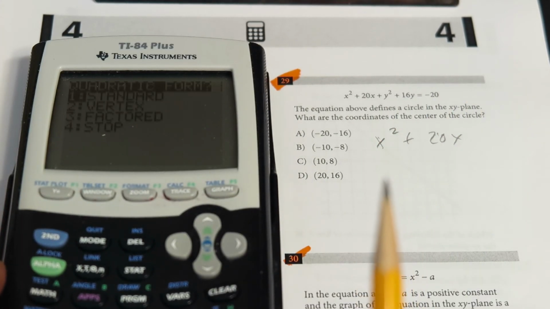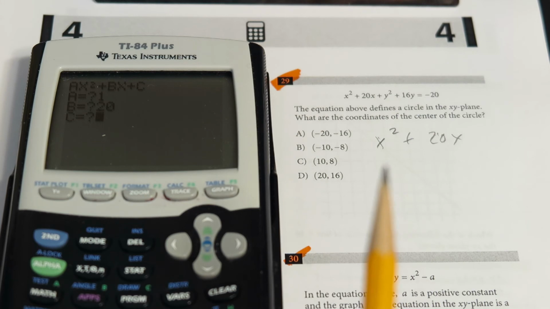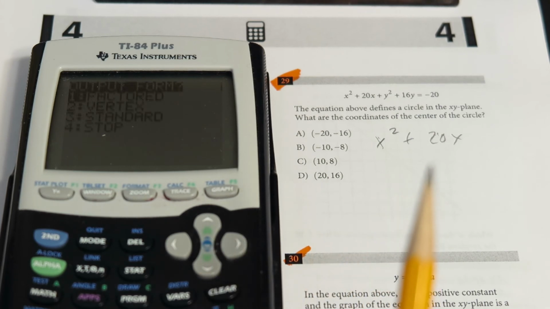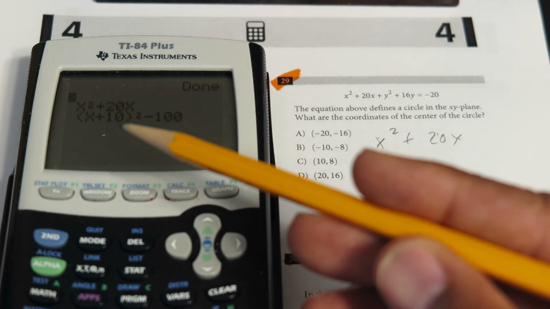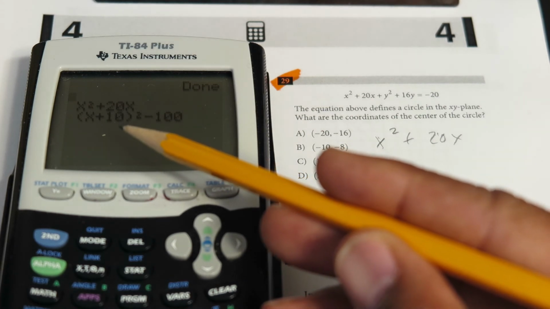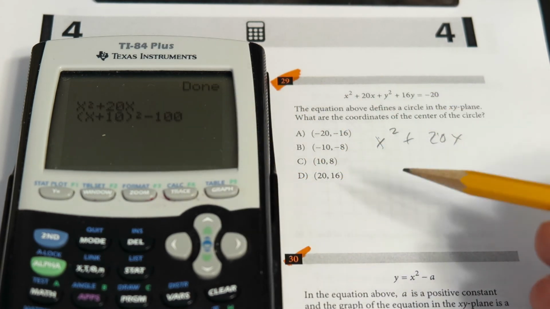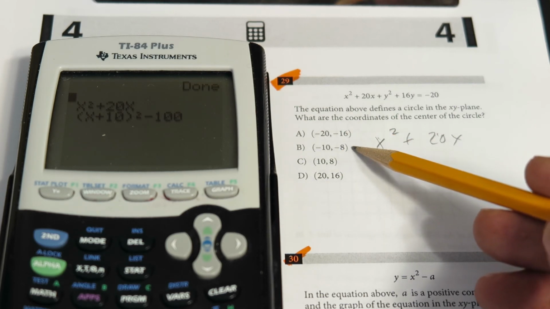So we're going to take standard, we're going to put in 1, 20, and then 0. And then we're going to complete the square. So we're going to find the vertex. So that means that our vertex is going to be 10. So that means that our x coordinate is going to be a negative 10. So you got to look for an answer that has negative 10. It would be this one.